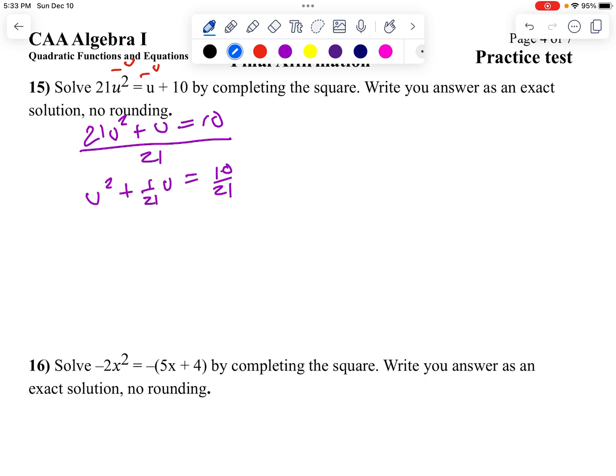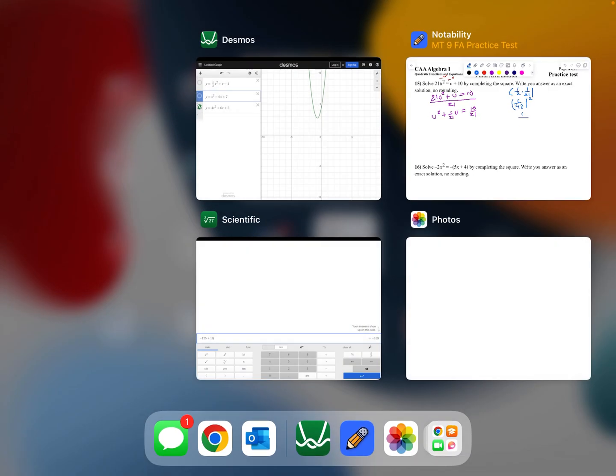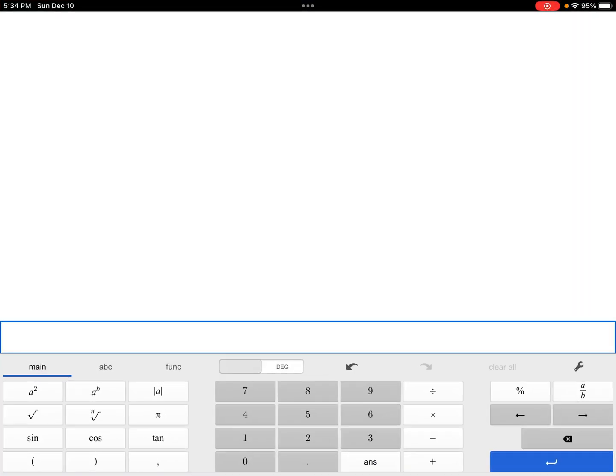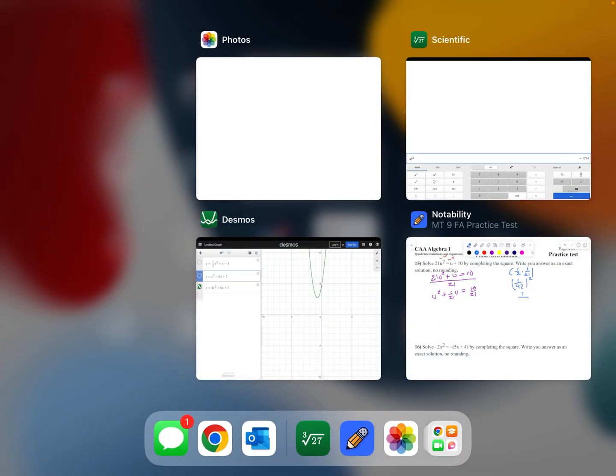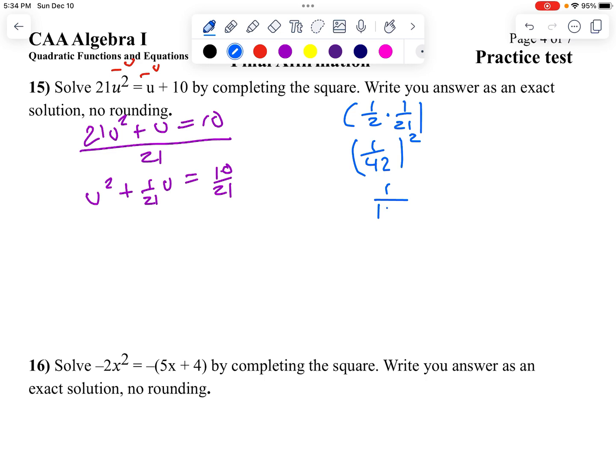So then I go over to the side here. I'm going to take half of 1 over 21. Well, that will be 1 over 42. I'll have to square that. So 1 over, and let's square 42. And you're going to get 1764. So 1 over 1764. So I'm going to add that to both sides.